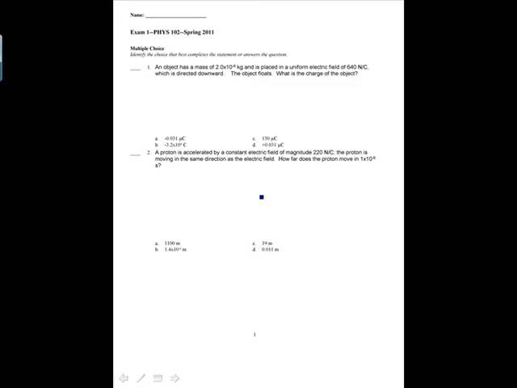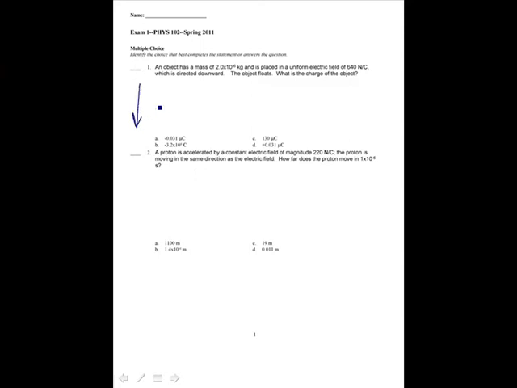Alright, this is exam 1 for Physics 102, Spring 2011. It says an object has a mass of 2 times 10 to the minus 6 kilograms placed in a uniform electric field of 640 newtons per coulomb, which is directed downward. The object floats. What is the charge of the object?